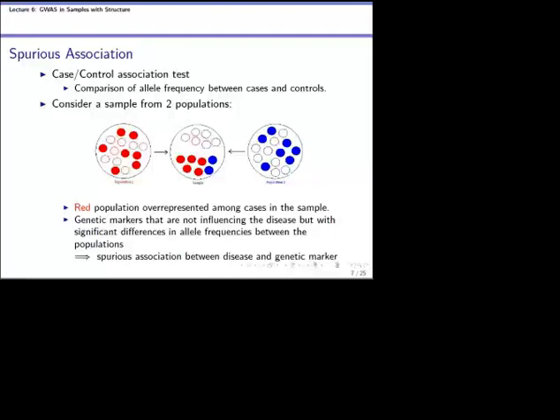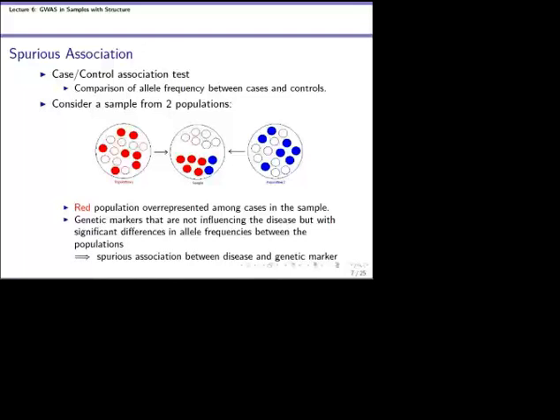Let me start over again. Any genetic marker that's not involved with the disease, but has significant differences in frequency between population 1 and population 2, you're going to get an association because population 1 is overrepresented in the cases. So any marker with a difference in allele frequency between population 1 and population 2 is going to give you a signal because population 1 also has more cases in our sampling. So that's a serious concern.